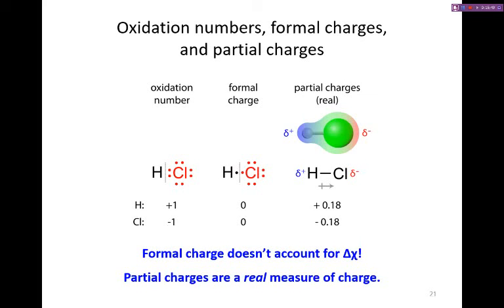But in reality, what we see is that they have partial charges. And when we talked about bond polarity, we talked about how the elements don't share their bonds equally. And because of this, what we really see is that there's a slight partially negative charge on chlorine and a slight partially positive charge on hydrogen. And so the formal charge doesn't actually account for the differences in electronegativity. The partial charges are the real measure of a charge.